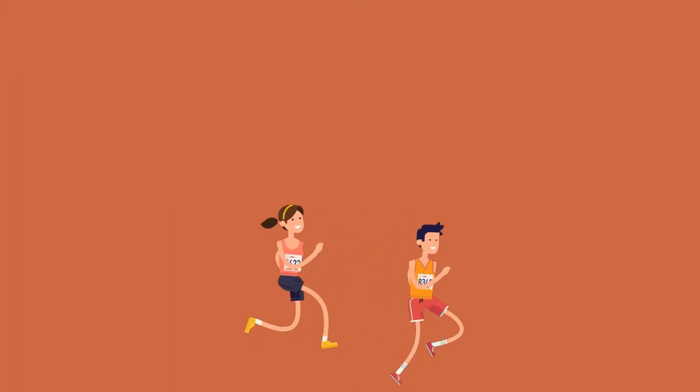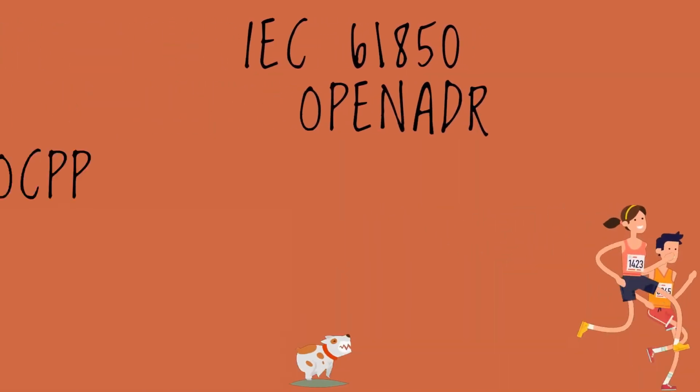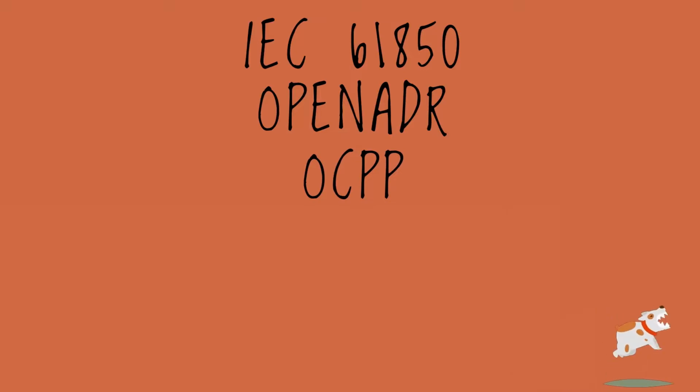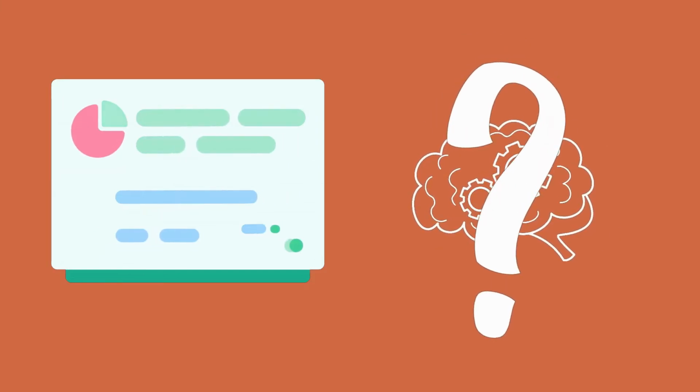Therefore, there are already several large players in the energy market area. For example, the IEEE 61850 standard, OpenADR and OCPP. And in theory, they can all operate in the energy market at different levels. Distributed systems are more difficult to model and analyze.